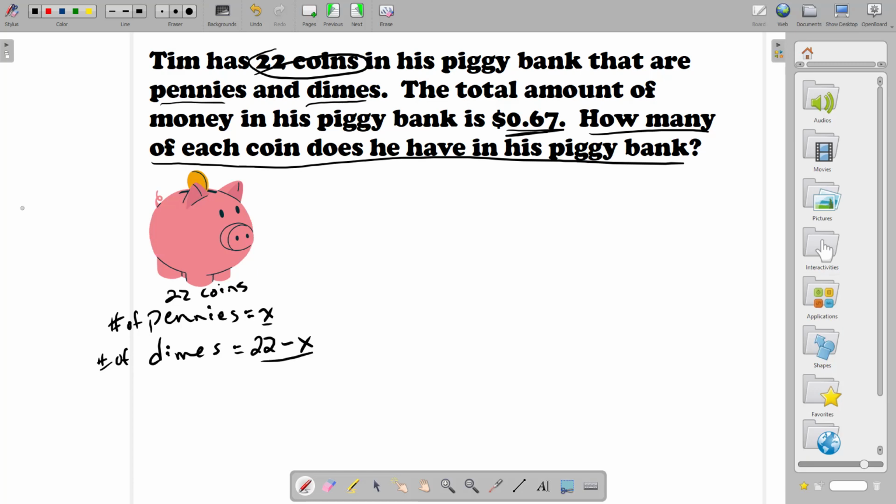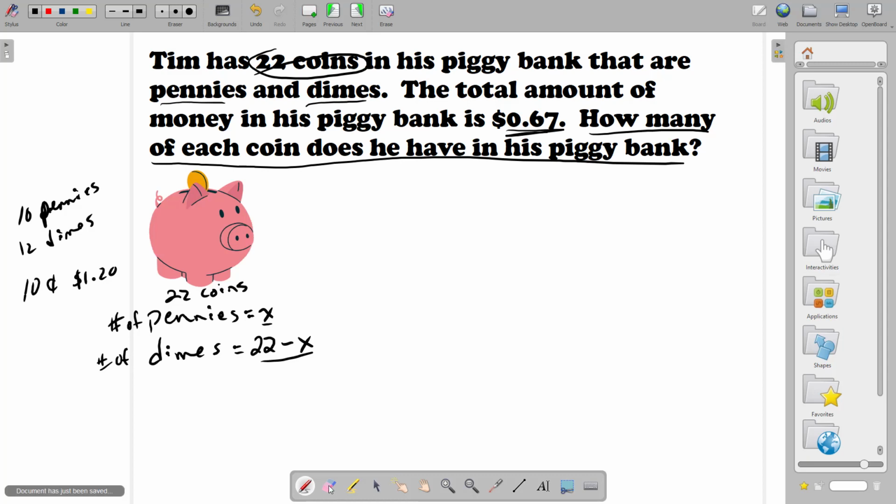Now let's go back to that little example. If I told you that there were 10 pennies and 12 dimes, and I wanted to know how much money that was, well, you would take 1 cent and multiply that by 10 pennies, and that would give you 10 cents. And then you would take 10 cents times 12 dimes, and that would be $1.20. So you would add that together and get $1.30.